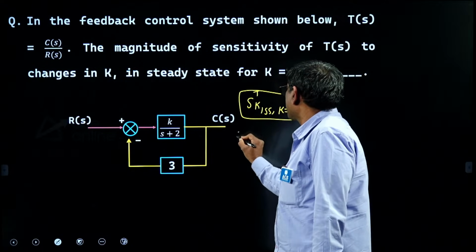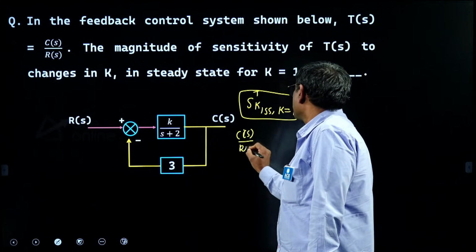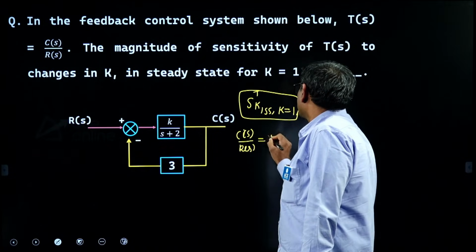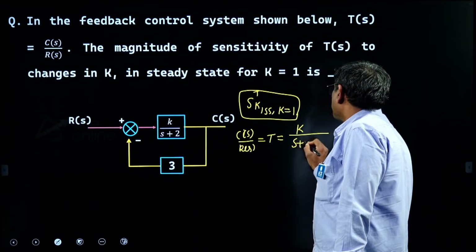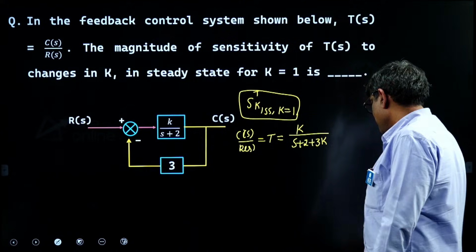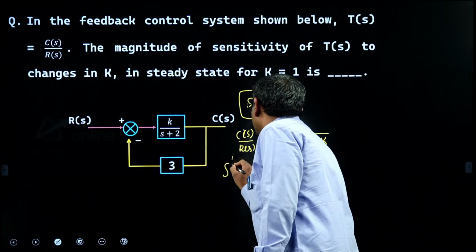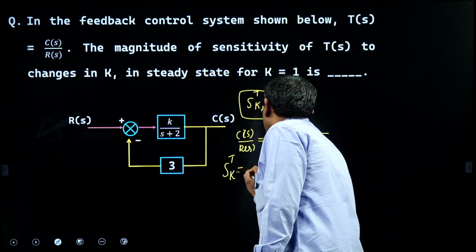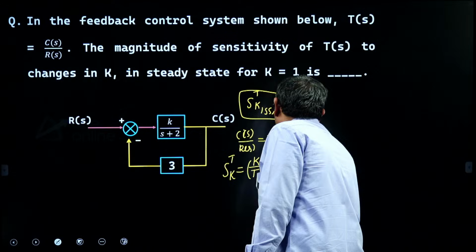What is the closed loop transfer function? C(s) by R(s), that is called T, equal to K by (s plus 2 plus 3K). Now find S_T^K. So, S_T^K equal to K by T into dou T by dou K.